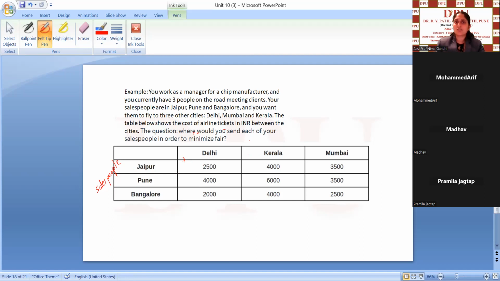Okay, so the costs are given here. The table below shows the cost of airline tickets in rupees between the cities. So the cost is given, so you have to assign them such that the cost of the transport is minimum, right? So where would you send each of your salespeople in order to minimize the fare? So clearly this is an assignment problem. So how to solve the problem? Hungarian method, right? So the first step in the Hungarian method is to find the row minimum and subtract the row minimum from each of the amounts. So let me write the matrix again here.